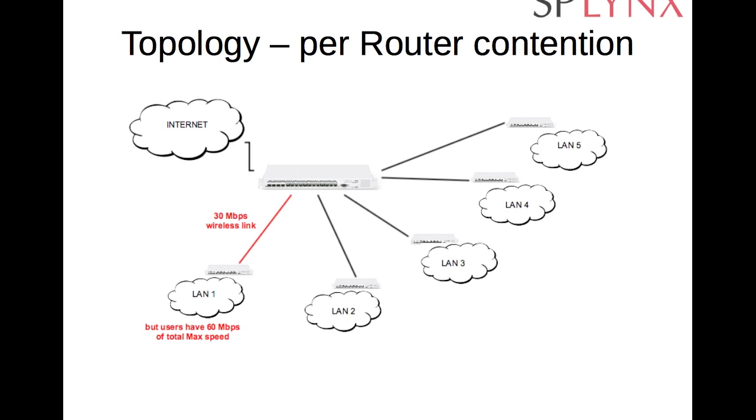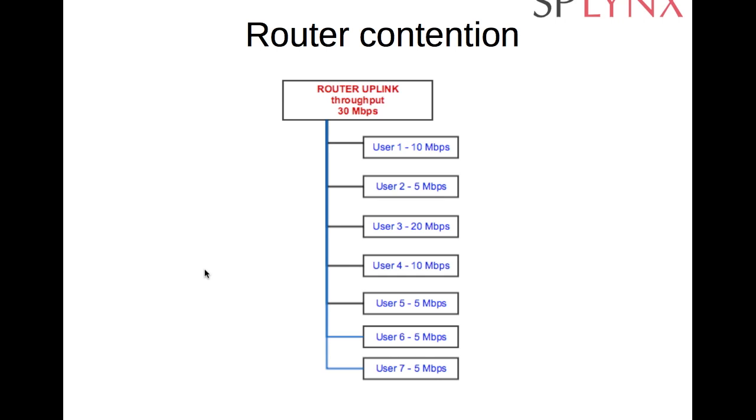Hi, in this video I will show how to make per router contention. So we have a scenario when our access point is connected to backbone on a wireless link of 30 megs, but we added many customers on that access point and we sold them many different plans, and if we count all the maximum speed which they can reach, it's 60 megs. So in that case we use router contention.